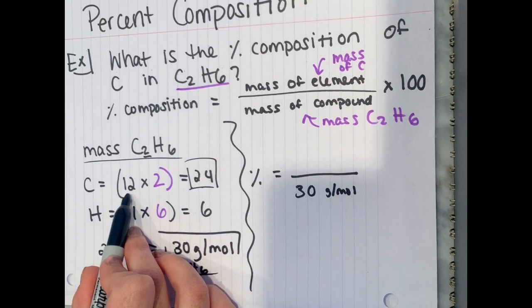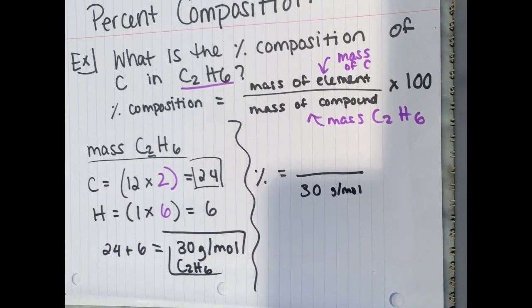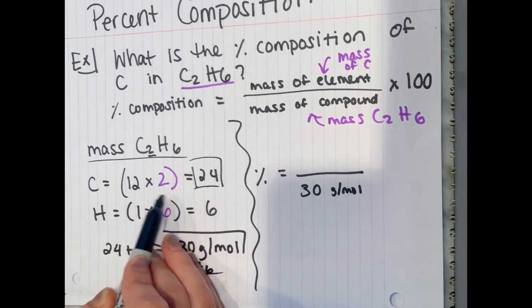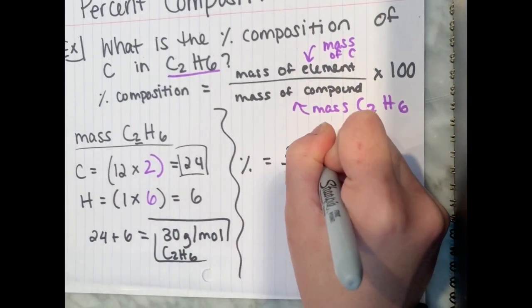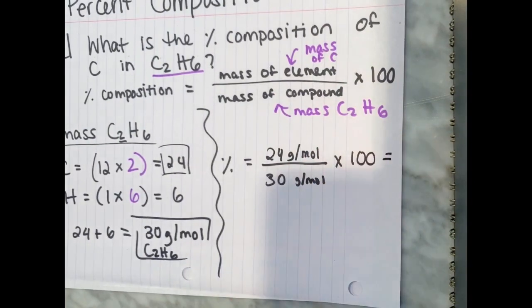So don't just write what it says on the periodic table. You have to make sure to see how many of that element you have. So yes, the periodic table says that the mass of carbon is 12, but my compound has 2 carbons, so I need to account for that. So I have to write 24 grams per mole times 100.